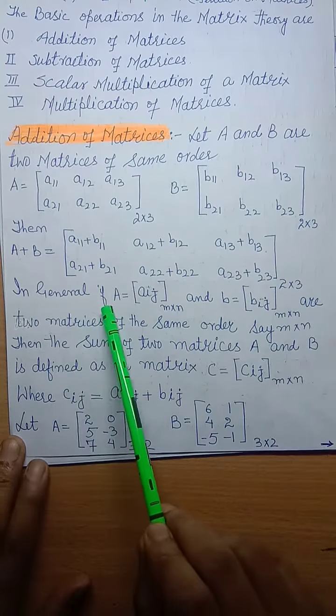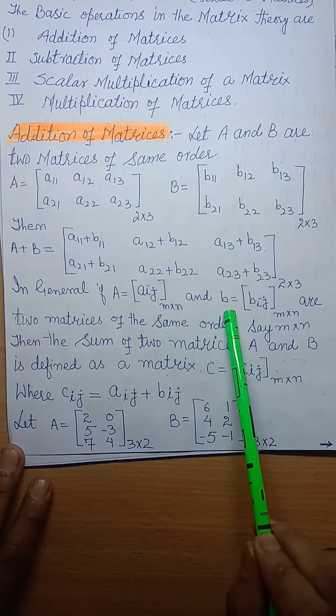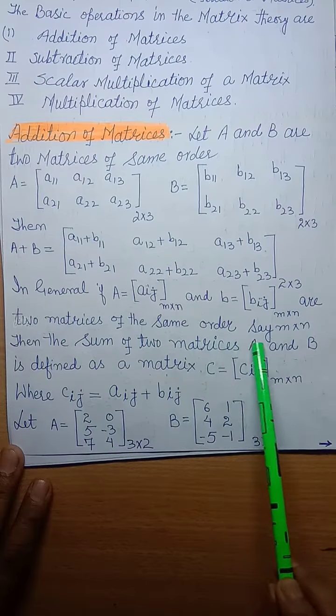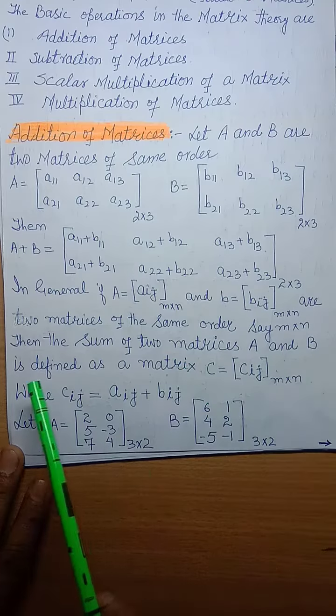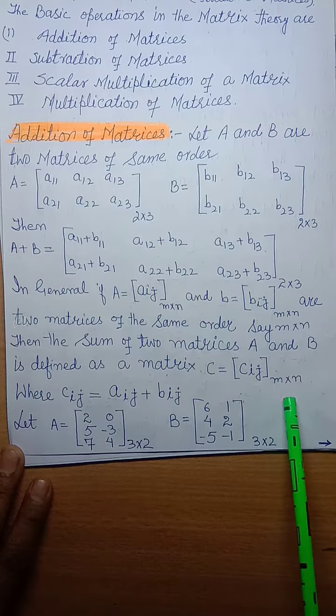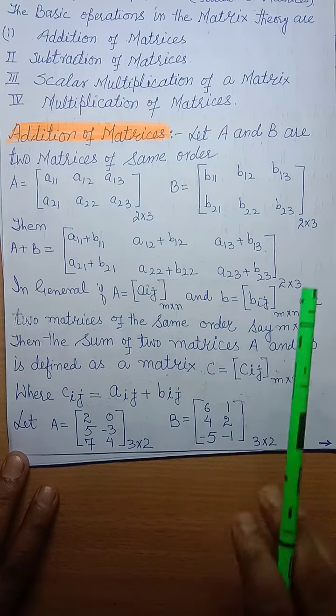In general, if A is equal to Aij m cross n and B is equal to Bij m cross n are two matrices of the same order, say m cross n, then the sum of two matrices A and B is defined as a matrix Cij m cross n, where Cij is equal to Aij plus Bij.